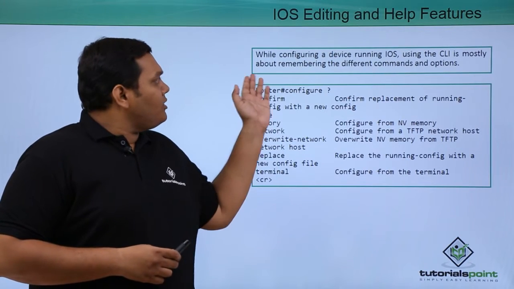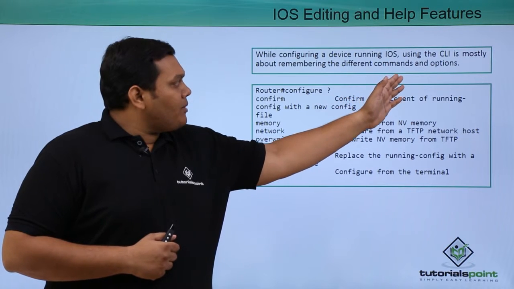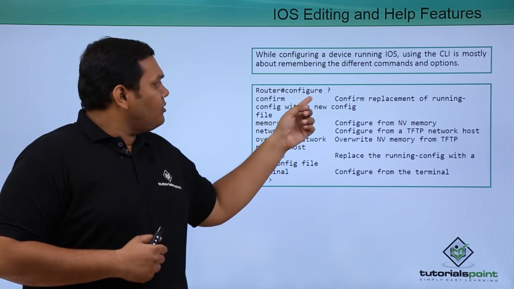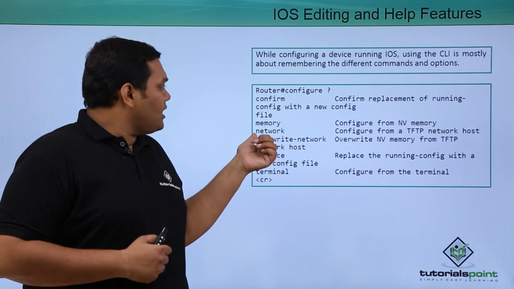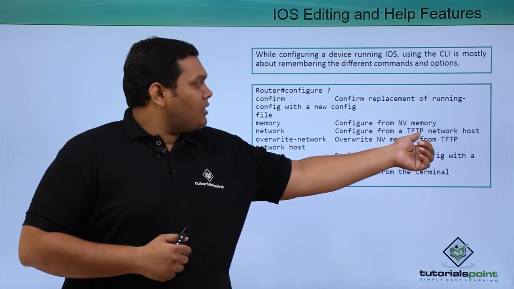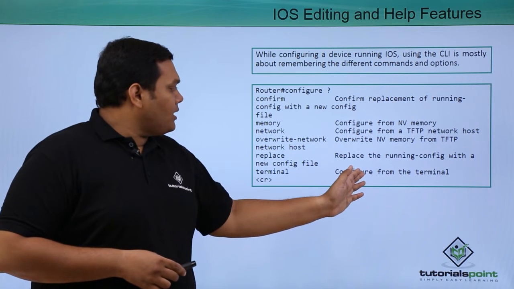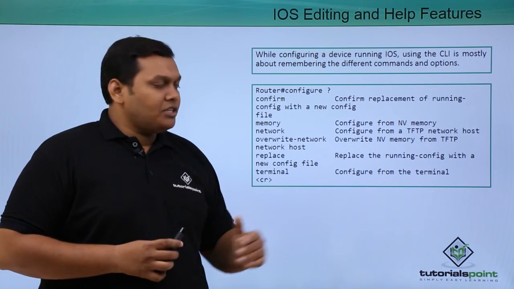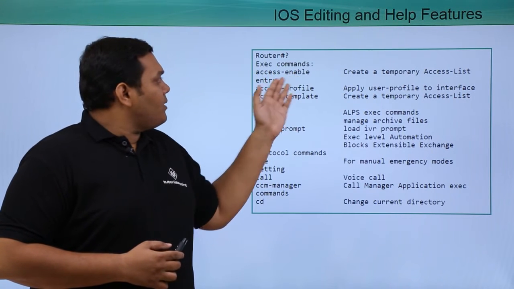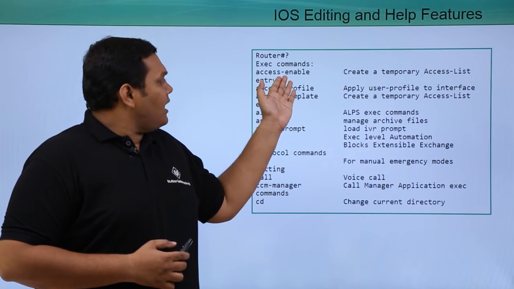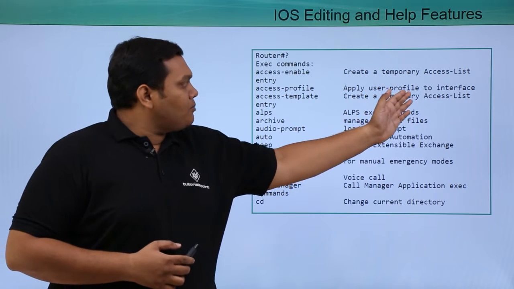Now, what are the help features and IOS editing features? While configuring a device running IOS using the CLI option, you see many different commands and options. You can see router(config)# copy ?, it will show you options about memory, file size, and also network, such as configure TFTP network host, and everything available here. Coming to router ?, executable commands are these: access-enable, create a temporary access list, access-profile, apply user profile to interface.